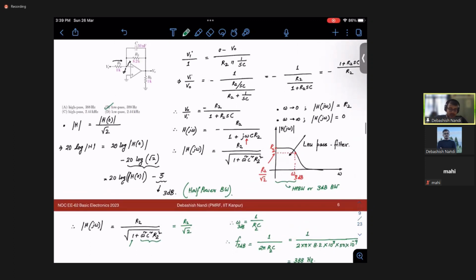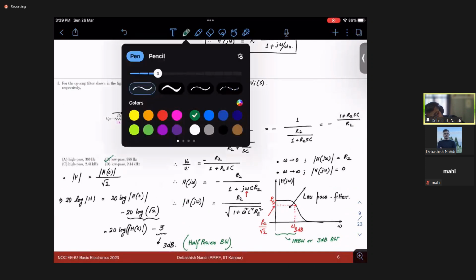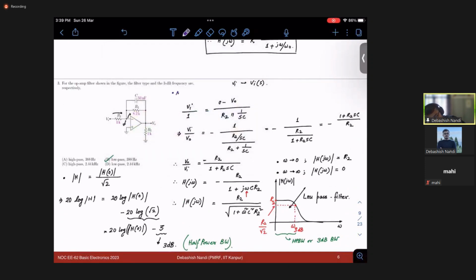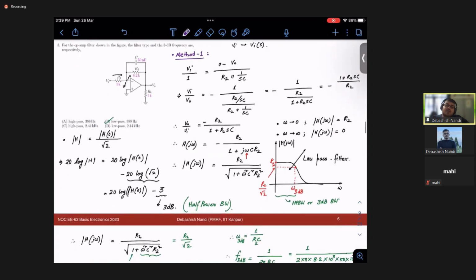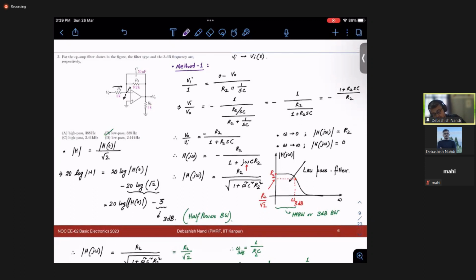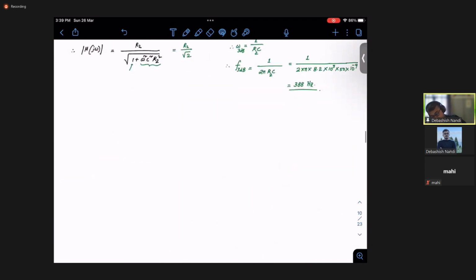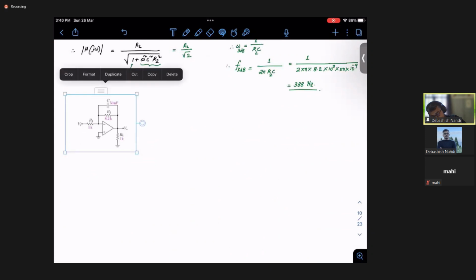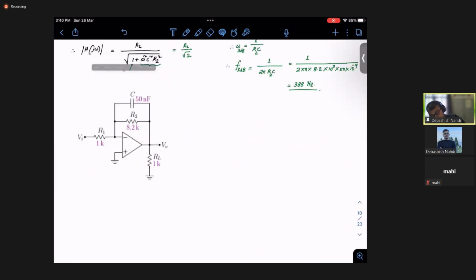So this is one way. Let me write it as method 1, okay? So this is how you can find what is the type of the filter and what is the 3 dB frequency. Another way, an intuitive way, to find out what kind of filter this is: just let me copy this circuit. This is method 2, right?